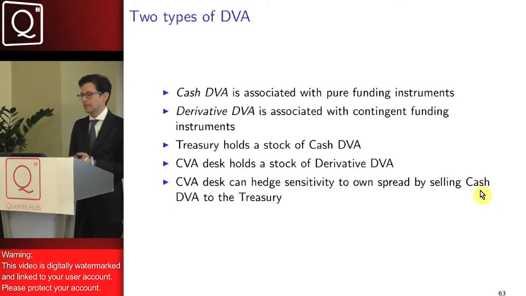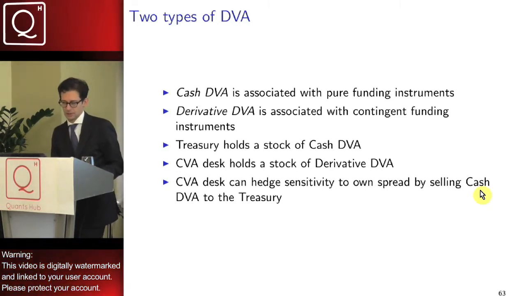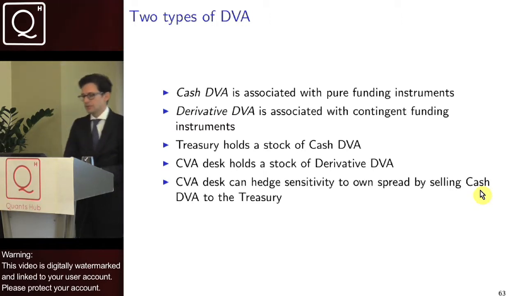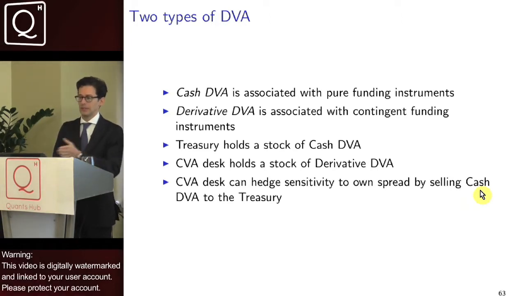But still, there's an element of buying a piece of an option that might be in the money only in particular situations. So we've seen that one could say there are two types of DVA. The cash DVA is associated with pure funding instruments such as debt liabilities, while derivative DVA is more associated with potentially being in a liability state.